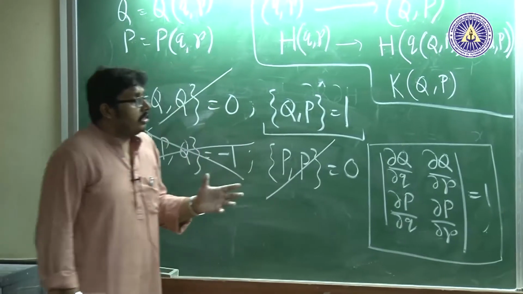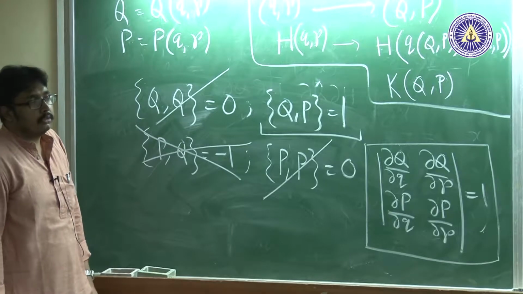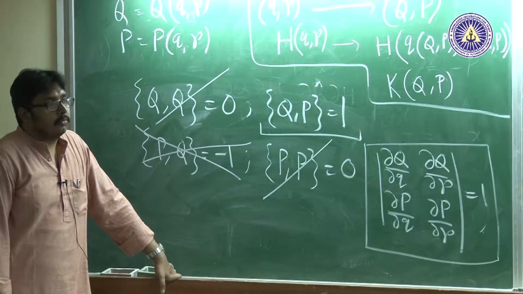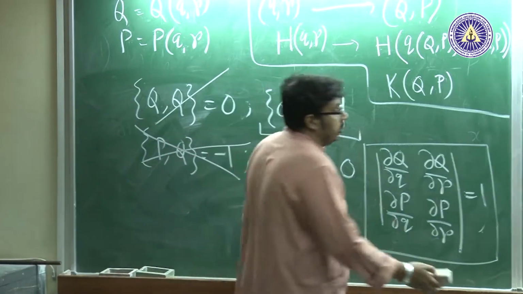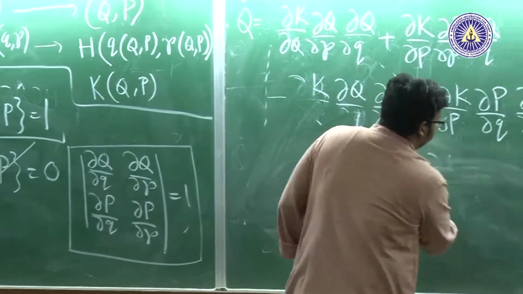So now all that is left to do is, can one find a transformation such that K is very simple? Because if K is simple, you can solve the problem.